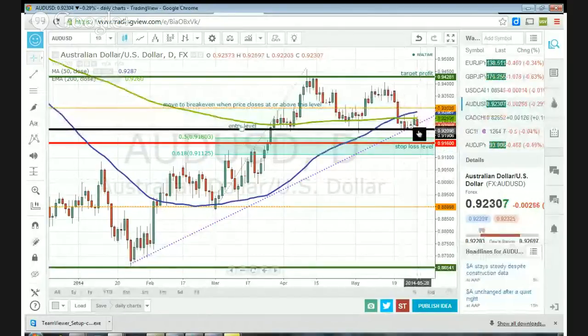So I have an order to go long here at this level. My target profit is here, and my stop loss is here. That's the only order I have on at the moment. Other than that, my account is de-risked, and I'll be on the lookout for more opportunities. That's about it for my trading today.